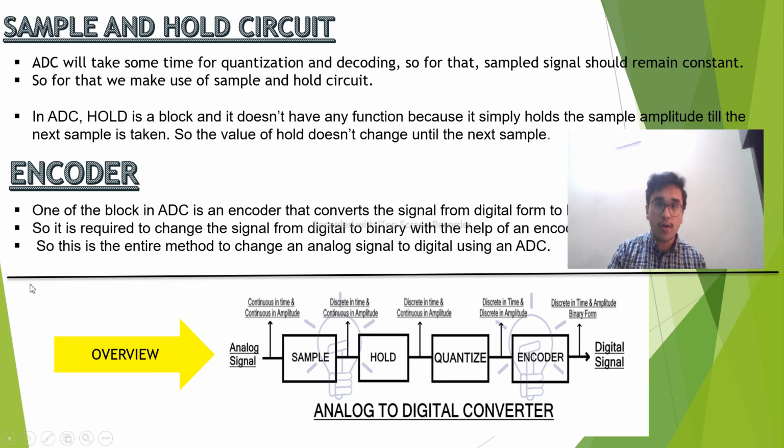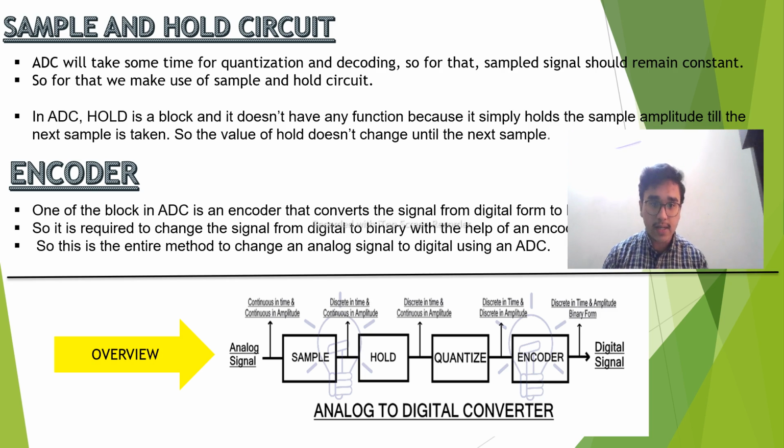Here you can see the overall view, and I have given the diagram. We have a sampling block, we have the sample and hold circuit, we have the quantization block, and lastly we have the encoder. This is the overall understanding of the conversion from analog to digital in the analog to digital converter.